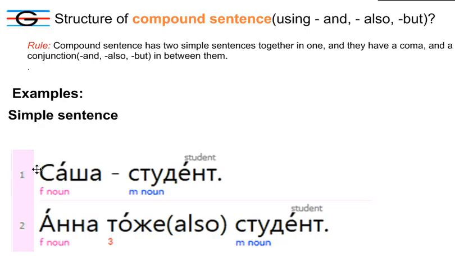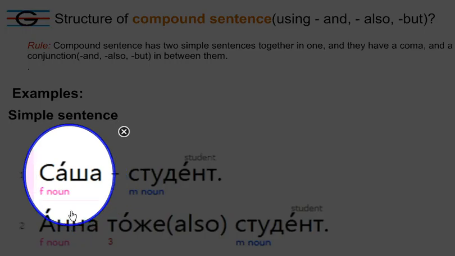Let's look at another example of a simple sentence. Саша, hyphen, тире, студент. Саша, студент. So if we look at the structure, we have two nouns, noun and noun. And here the computer says it's feminine. It can be a feminine or masculine name, but yes, because of the "a" at the end, it's feminine. It has the letter F right here.